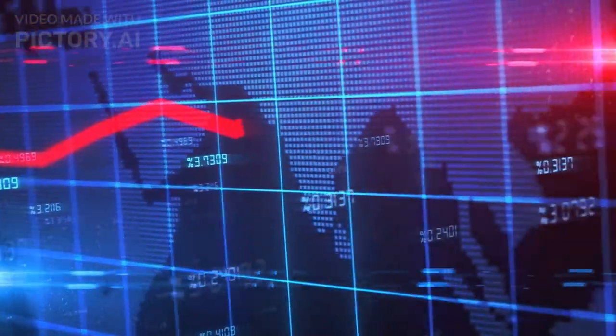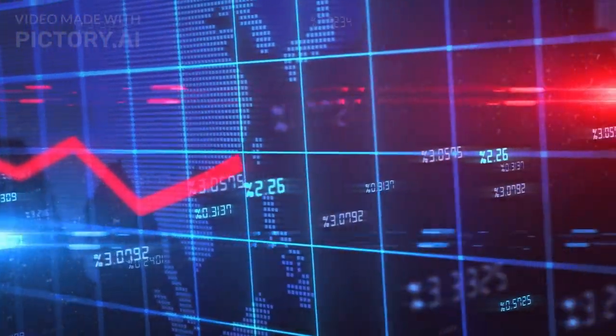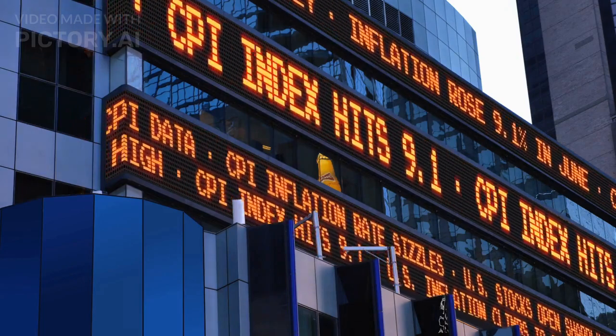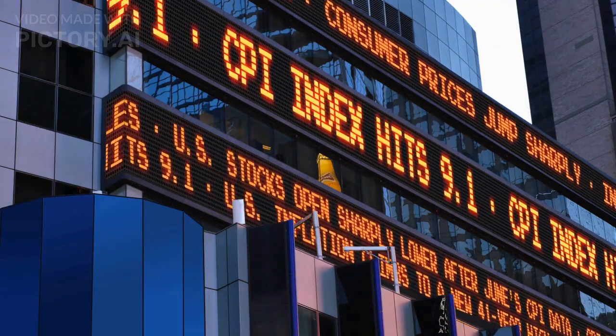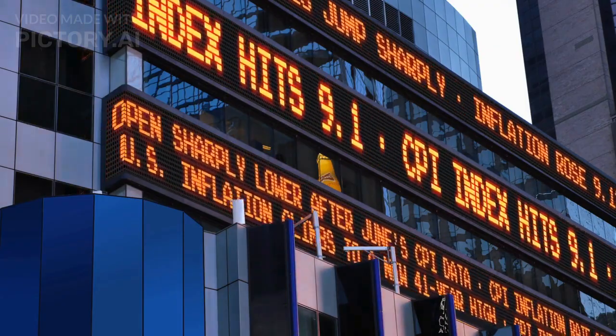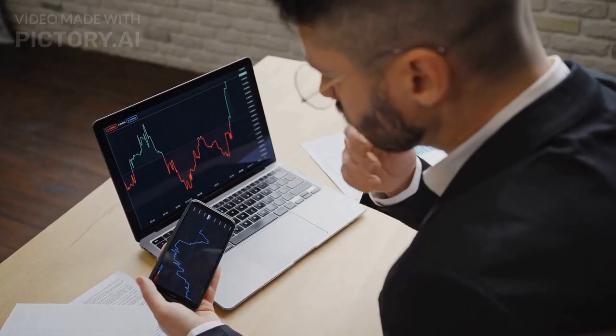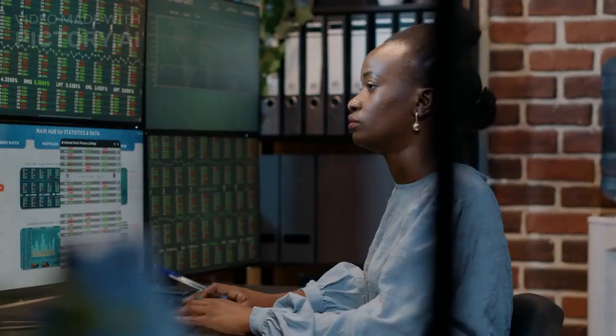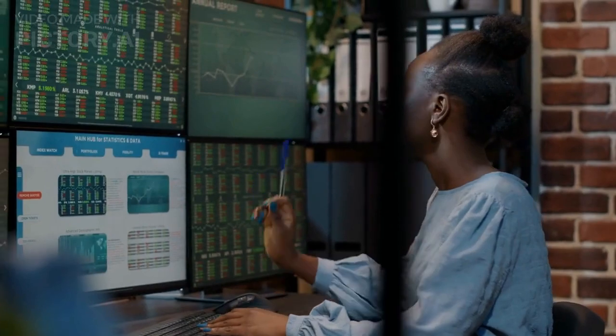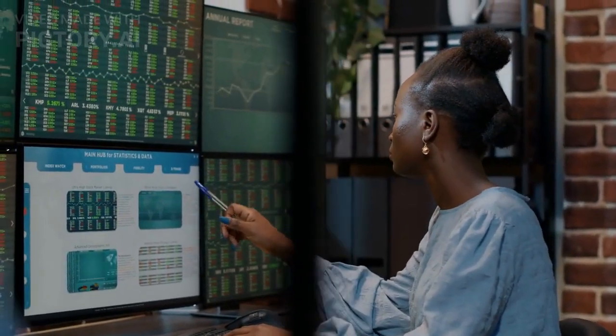To avoid inflation, you need to keep track of inflation rates. Inflation rates can be measured using the Consumer Price Index, CPI, which tracks the prices of a basket of goods and services over time. If the CPI is increasing, it means that prices are going up and inflation is occurring. By keeping track of inflation rates, you can adjust your spending and investment strategies accordingly.